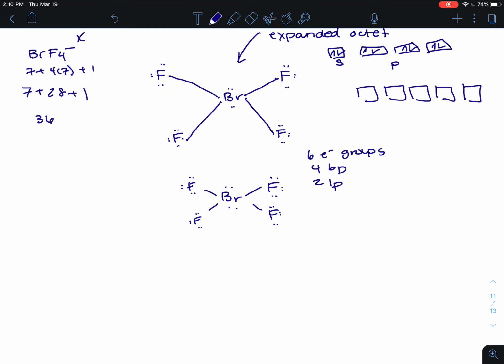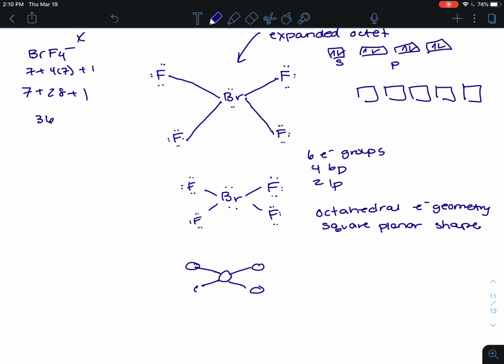I'm just looking at my table to double check my work because sometimes I mix some of them up. Let's see. Octahedral, we have square planar. Yay, I was right. So we have octahedral for the electron geometry, and then we have square planar when you have 4 bonds and 2 lone pairs for the molecular geometry. So it looks like this. It's just planar, where you have the bromine, the 4 fluorines around it in the plane, and then the electrons coming in and out of the plane.